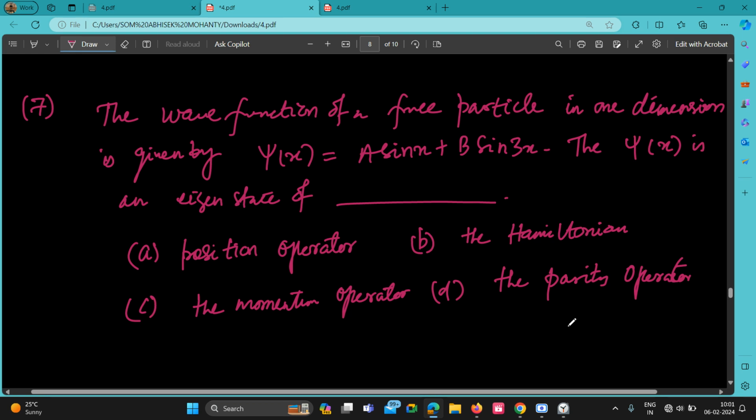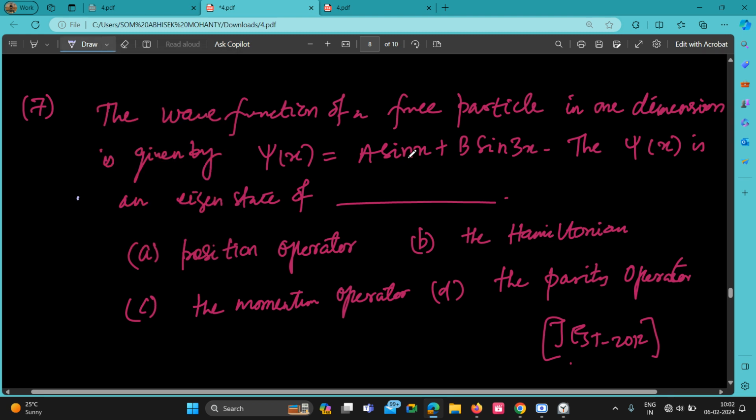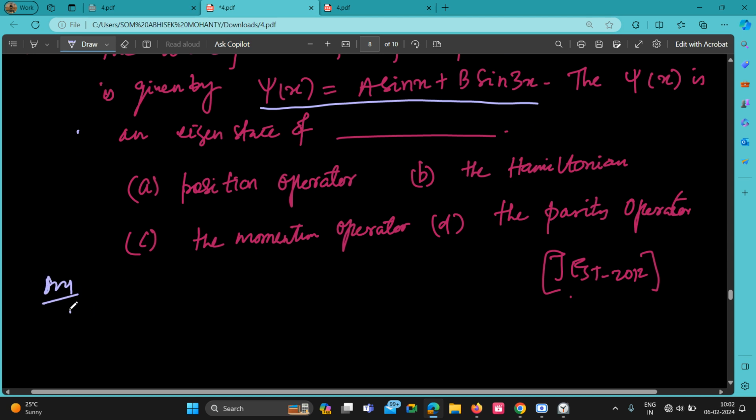This is also JEST 2012. JEST 2012 is still going, and these are very good questions. See, the free particle in one dimension is given by psi x equals a sin x plus b sin 3x.